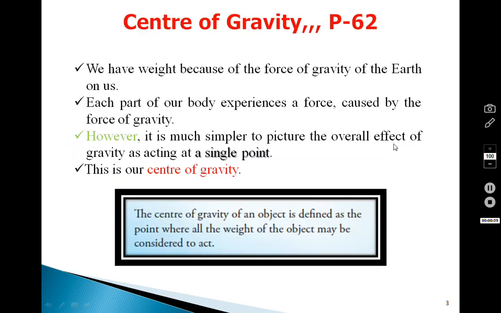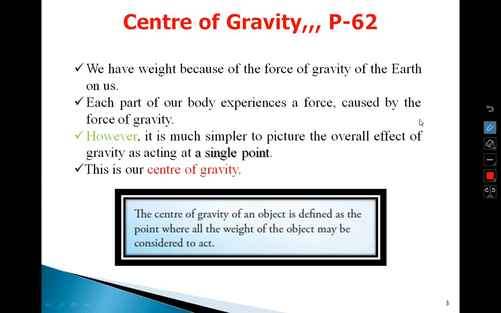So we will start on the first topic, which is center of gravity. Before that, please open your book on page 62 and have a look there and here on this presentation.